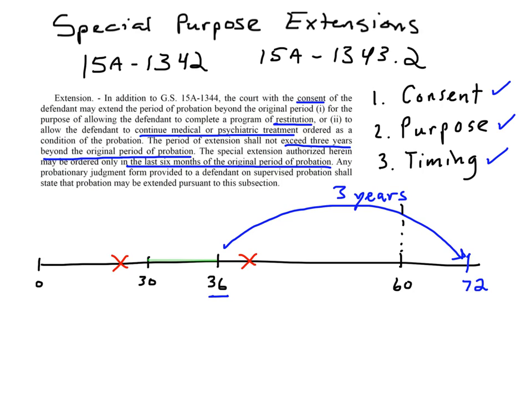But on the other hand, I would say that if you've got a period of probation that you don't need to be any longer than 60 months, there's really no reason to use the special purpose extension. It has more technical requirements to it, more timing requirements, and so if you don't need to go past 60, you might as well just use an ordinary extension or series of ordinary extensions to get there.